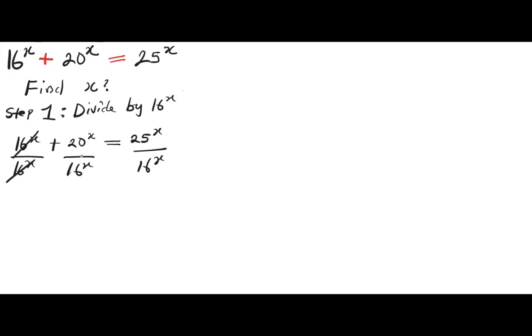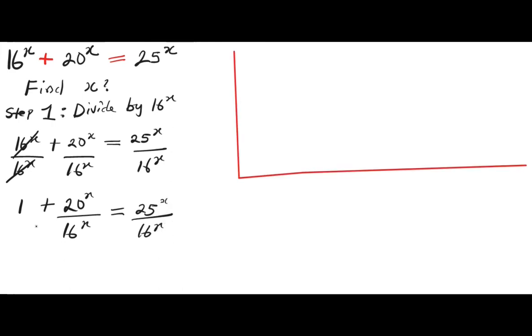Here we have 20 raised to the power of x divided by 16 raised to the power of x equals 25 raised to the power of x divided by 16 raised to the power of x, okay? So here we're going to have 1 plus 20 raised to the power of x divided by 16 raised to the power of x equals 25 raised to the power of x divided by 16 raised to the power of x, okay? Before we can simplify this further, let's try and reduce these numbers to their index forms, okay?